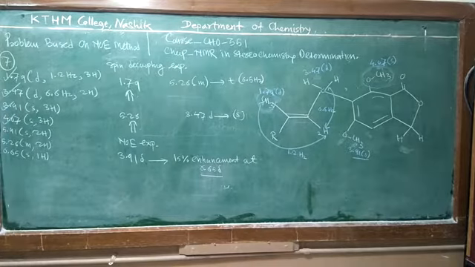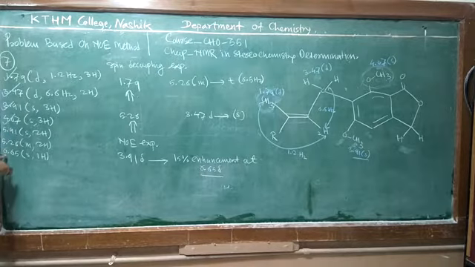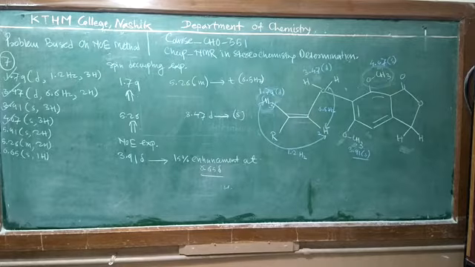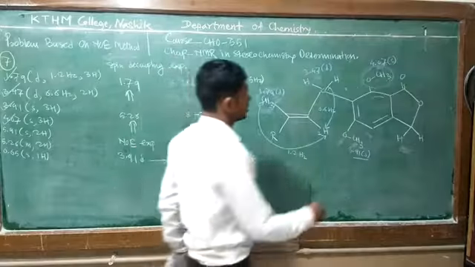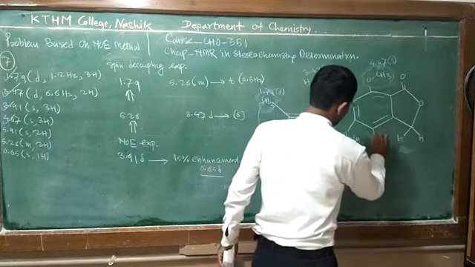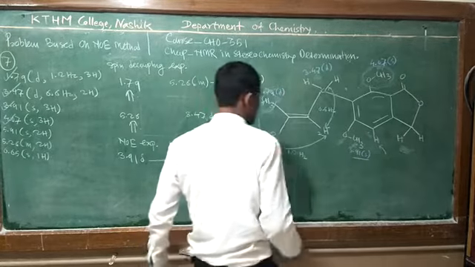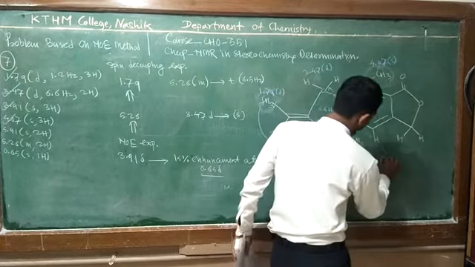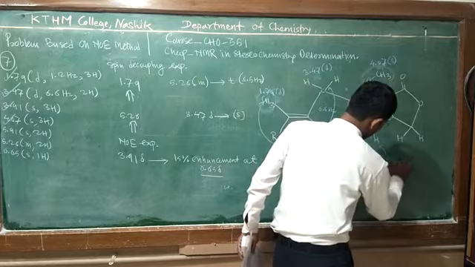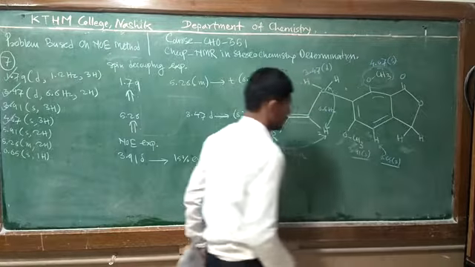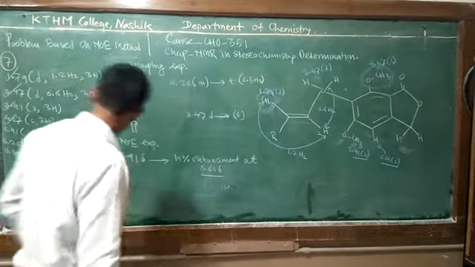Then there are 5.91 singlet for 2 protons, 5.26, then 6.65. In our structure one aromatic proton is also present. This aromatic proton obviously shows a singlet because there is no ortho or meta proton. So 6.65 is the singlet.